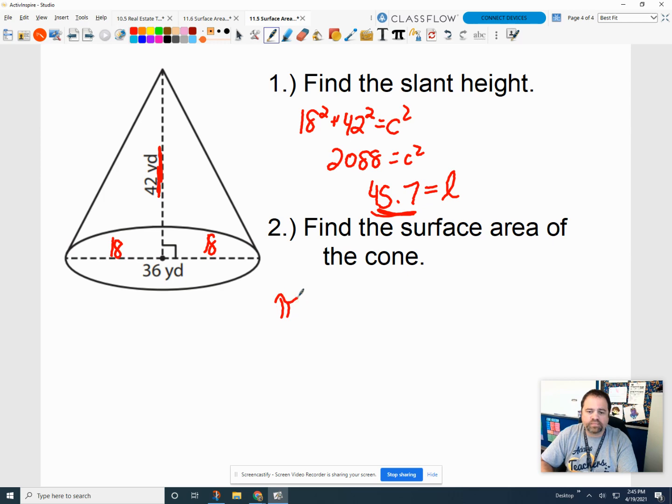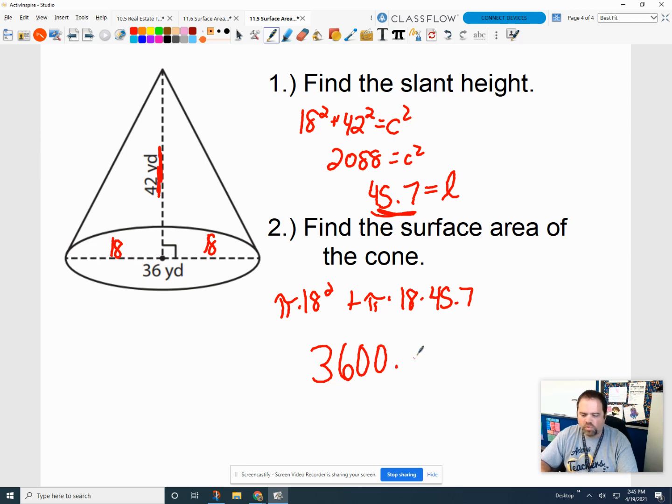So pi times 18 squared plus pi times 18 times 45.7. That's a big one. 3,600.3 square yards.